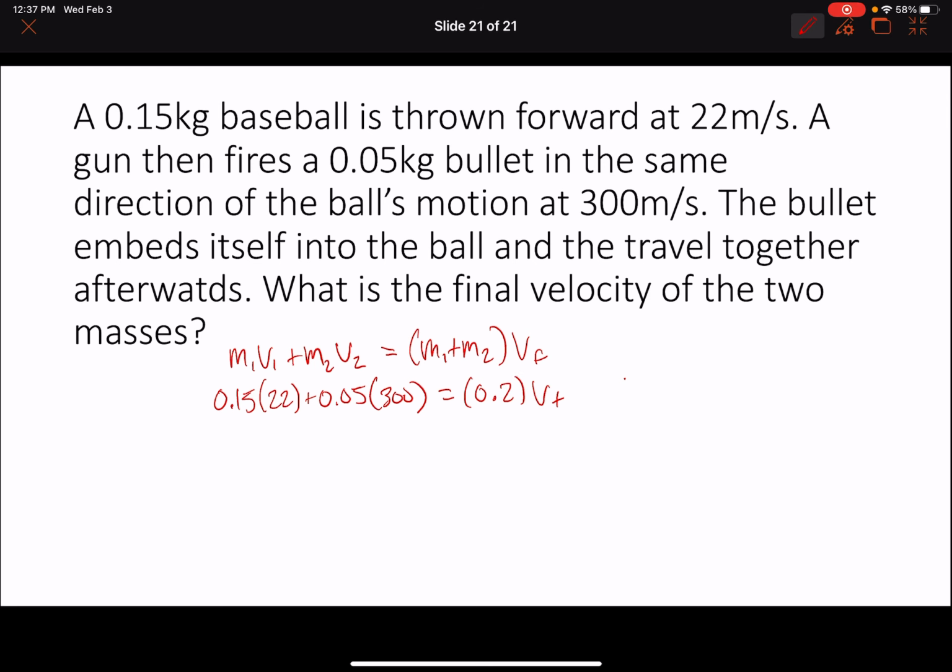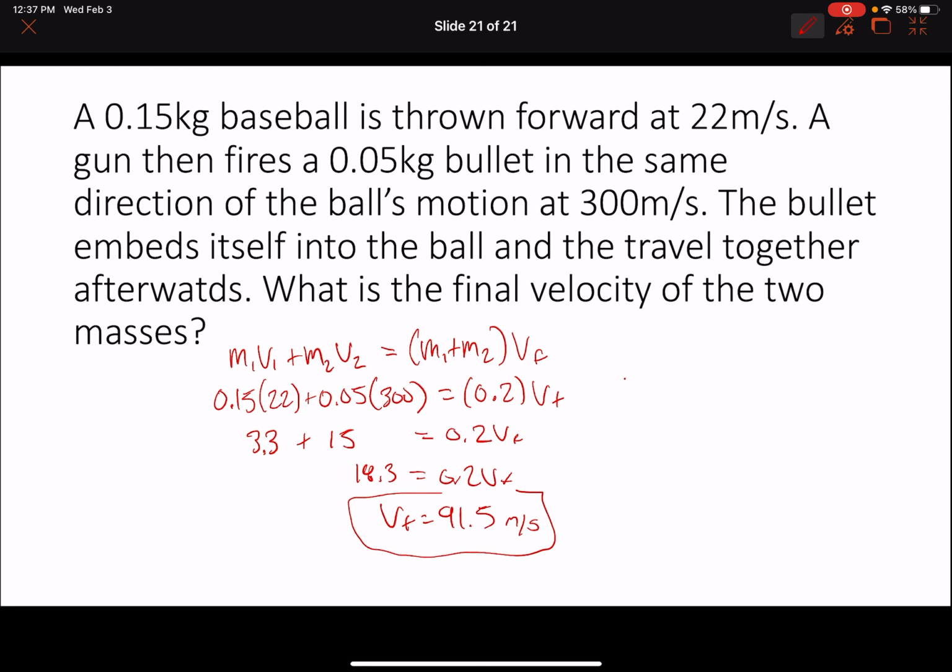And we can look for the final velocity. And so let's throw this into a calculator. 0.15 times 22 is 3.3. Or 33. No, it's 3.3, my bad. Okay. And 0.05 times 300 is 15. And that's equal to 0.2 vf. So plus 3.3, we get 18.3 equals 0.2 vf, and then divide by 0.2, we get vf is equal to 91.5 meters per second.